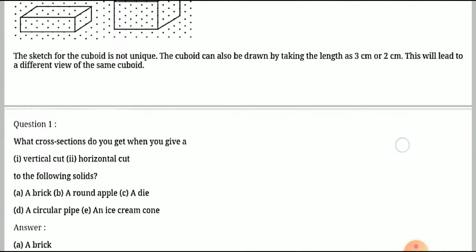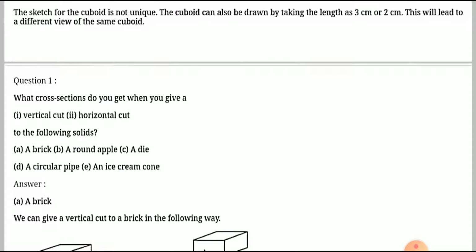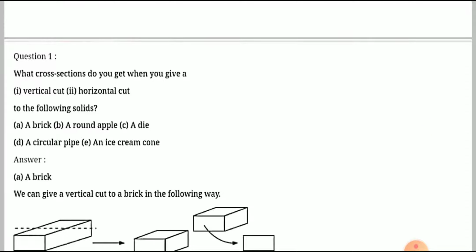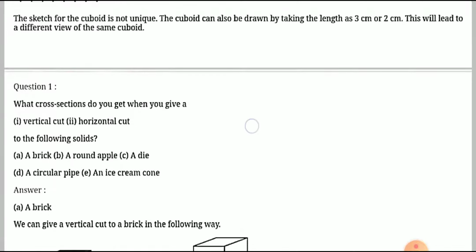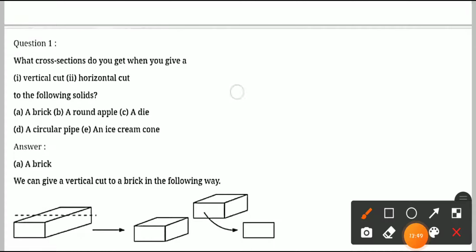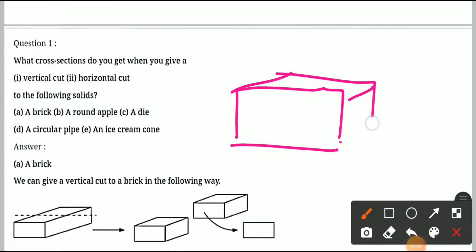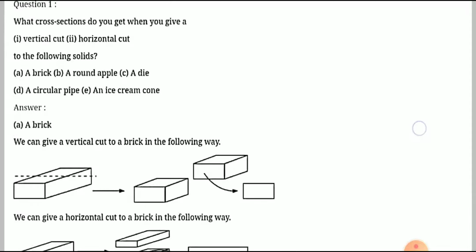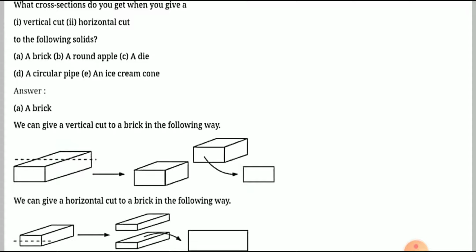Now question number 1, next exercise. Here what you need to do is cut and check. You can do this work with the help of clay. Take clay and make figures like this. First make a cuboid-like structure, then take a blade or knife and cut vertically, then cut horizontally, again make, then cut horizontally, and see what kind of images you are getting. So this is the work which you can do practically.